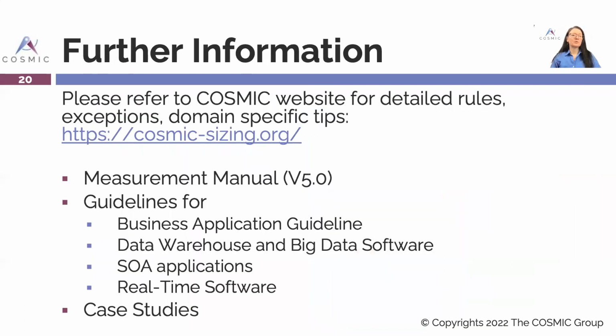For further information, please refer to the COSMIC website for detailed rules, exceptions, and domain-specific tips at https://cosmic-sizing.org. Indeed, COSMIC is a not-for-profit organization. All its documentation is available for free and is made by volunteer work throughout the planet. Version 5 is currently available in 5 languages: English, French, Spanish, Italian, and Chinese Mandarin. Previous versions are also available in up to 12 languages.